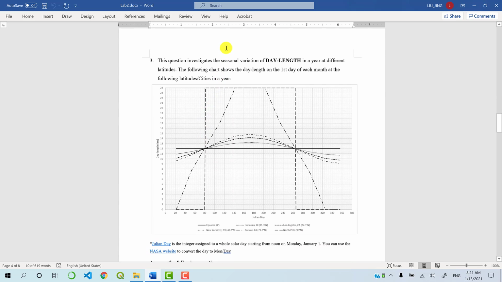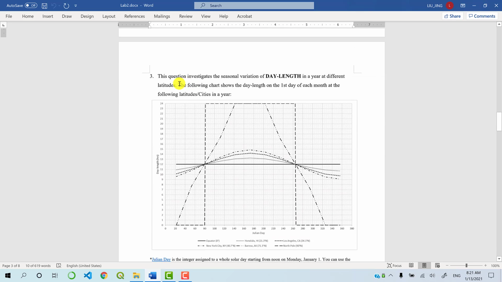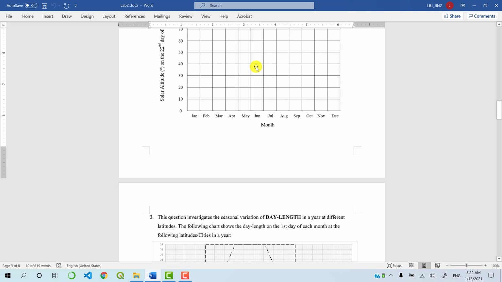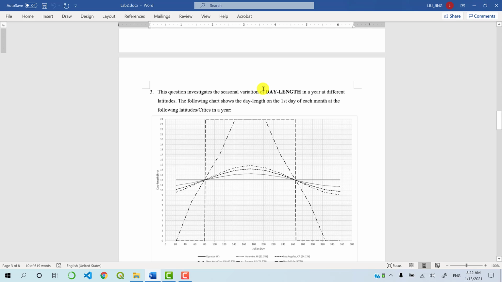And the third question basically carries on from that. You can see this is the day length. In the previous question we examined how solar altitude changes within a year, but in this question we examine how the day length changes within a year. Those two factors determine how much solar energy we get in a year. If you have a longer day and a higher solar altitude, the sun is more concentrated on the ground, and the total amount of solar energy is very high.